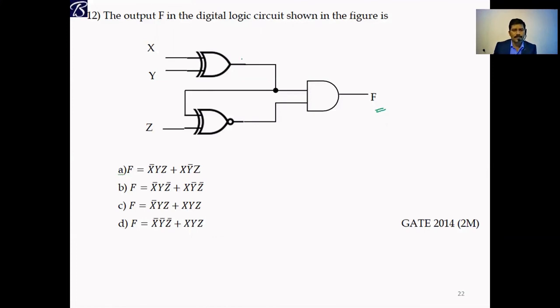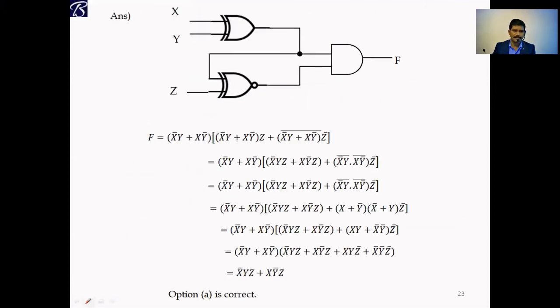How do we solve this problem? Going on expanding, this we already know. This is x bar y plus x y bar. This input will come here, and z. That is an XNOR operation. Going on simplifying, we will get F. Let us see. So going on simplifying, we will get this one. Option A is correct. Please pause the video and note down. Let us move to the next problem.